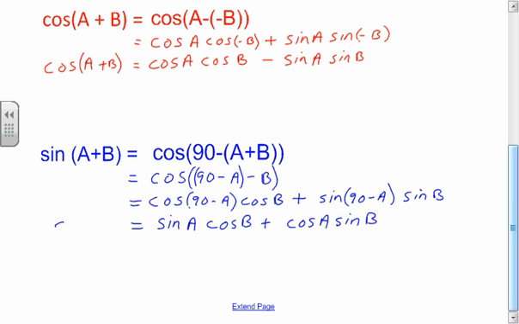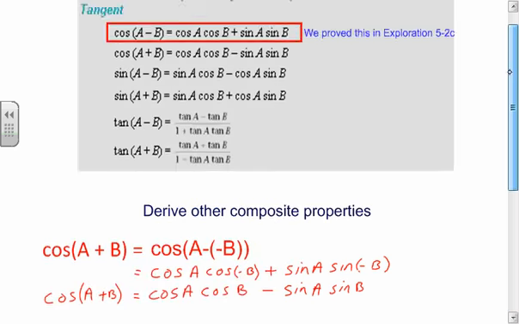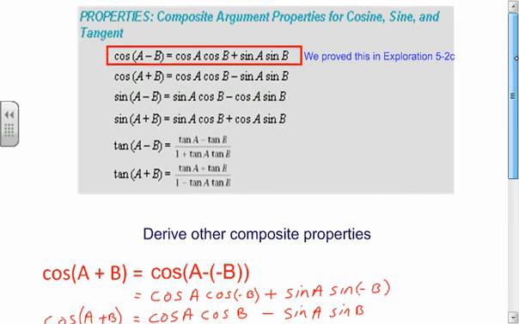So this sine of A plus B is a composite property for sine A plus B. That's what you get: sine A cosine B plus cosine A sine B. And likewise, I'm not going to do this, but there's a whole bunch more. The ones with tangents would involve doing some things with quotient properties, rewriting tangent of A minus B as sine of A minus B over cosine of A minus B using a quotient property, and then using those above properties to write those things out.